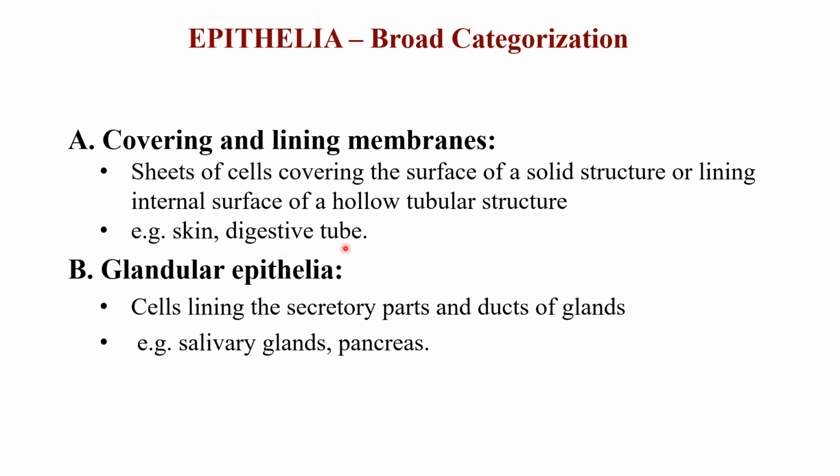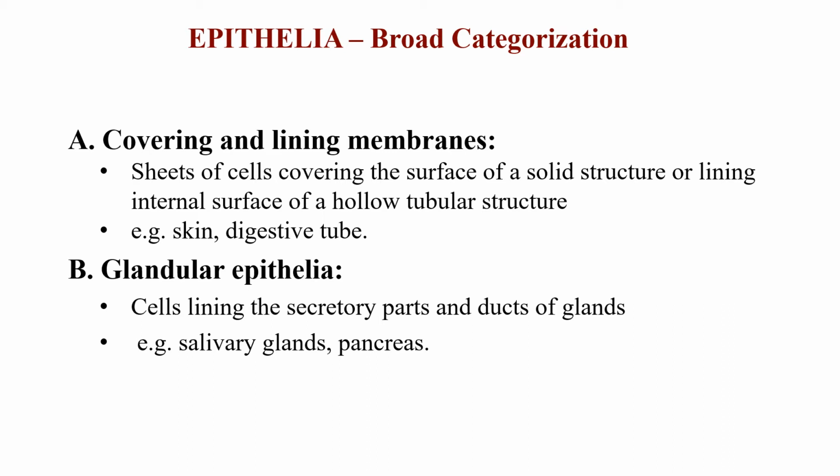So then, what about the example for lining the internal surface of a hollow tubular structure? The example is the digestive tube, which contains the epithelium on its internal surface. Next is the glandular epithelia. It consists of cells lining the secretory parts, which are known as acini, and ducts of glands. Examples are the salivary glands and pancreas.